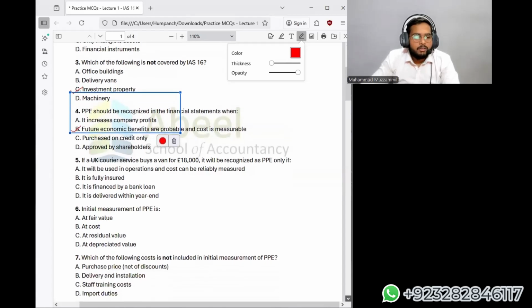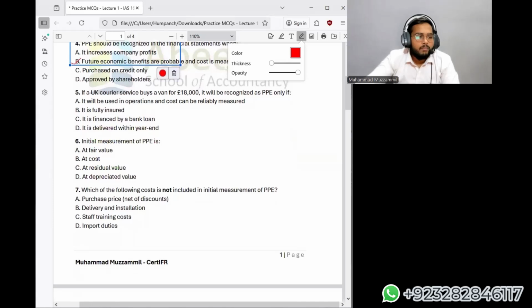Now, MCQ number 5. If a UK courier service buys a van for £18,000, it will be recognized as property, plant, and equipment only if, and four options are given. First, it will be used in operations and cost can be reliably measured. Second, it is fully insured. Third, it is financed by a bank loan. Fourth, it is delivered within the year end. Okay, so what is the answer?